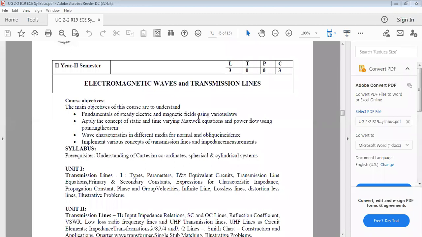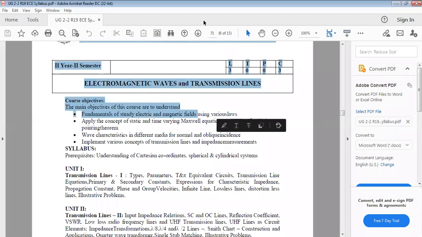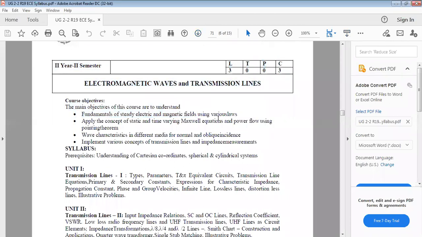Okay, I am dealing the subject titled Electromagnetic Waves and Transmission Lines. This is one of the typical subjects, of course, in your engineering career. Electromagnetic waves and transmission lines.